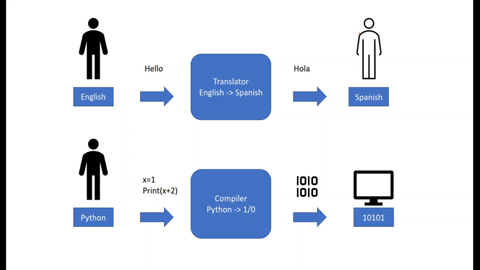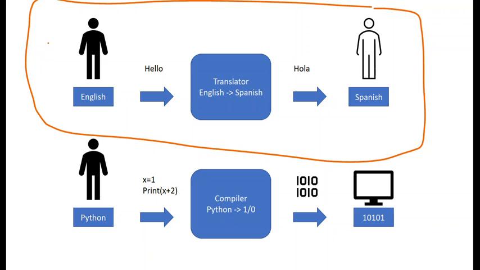Okay, so in this example here, right, let's assume that this person here wants to communicate with the other person here. All right. So this person, the first person, speaks the English language and he said the word hello. Now there must be a translator that can take this word hello and translate it into the word hola so that the person that speaks Spanish can understand this word and therefore respond in some way to the first person.